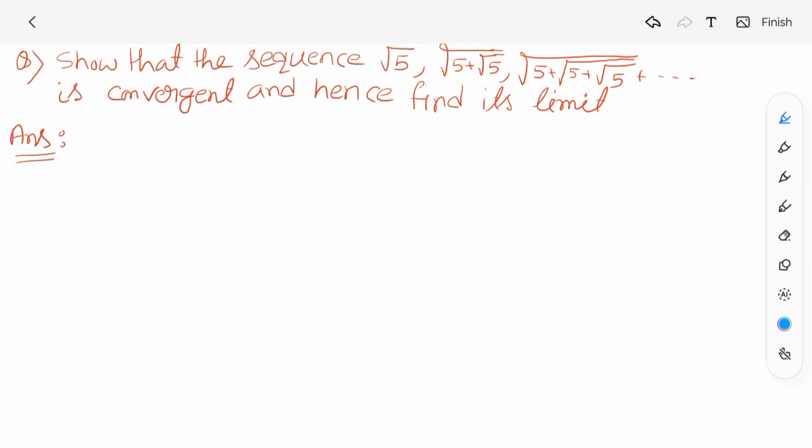Students, today I will discuss the most important question of sequence. What is the question? The sequence square root of 5, square root of 5 plus square root of 5, square root of 5 plus square root of 5 plus square root of 5, and so on, is convergent; hence find its limit. This type of question is very important for sequence. So students, how to solve this type of question?